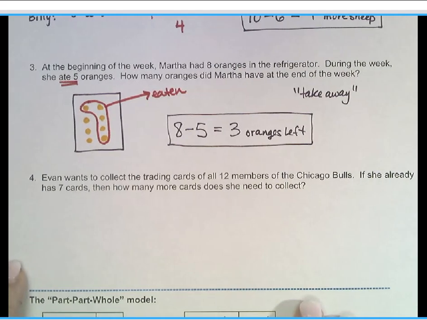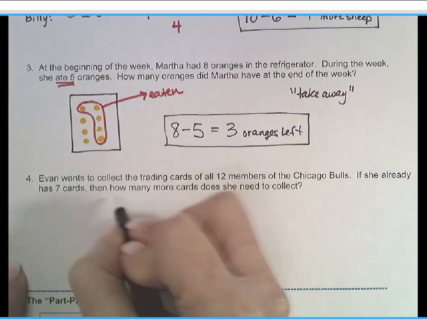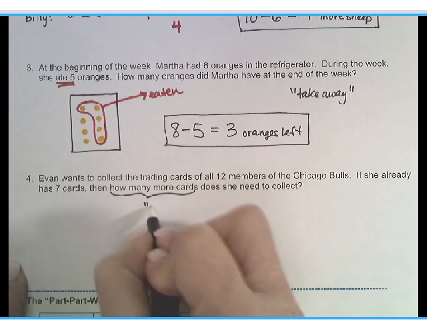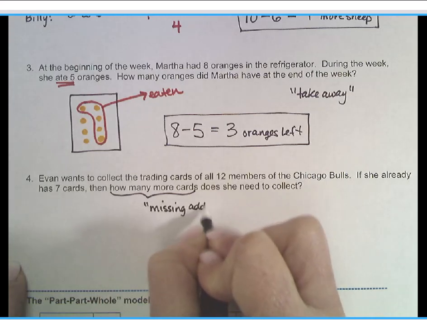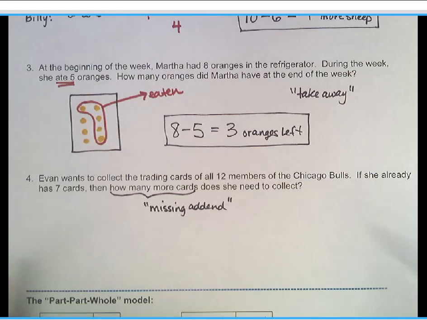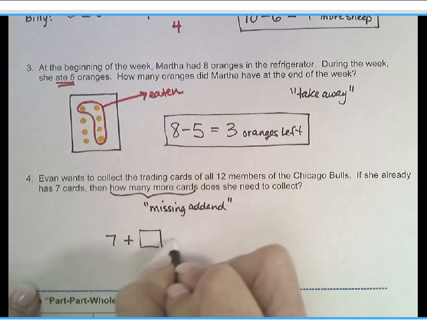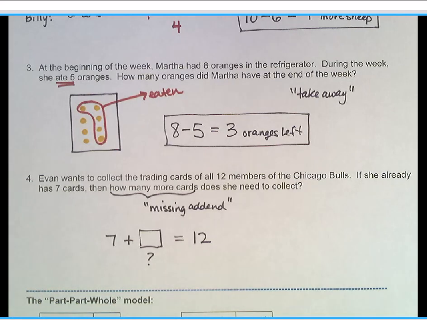All right, last one. Evan wants to collect the trading cards of all 12 members of the Chicago Bulls. If she already has 7 cards, how many more cards does she need to collect? How many more cards? That's missing addend. Like, how many cards is she lacking? So if she starts with 7 cards, what would she have to add to 7 to get the 12? That's what we're asking.